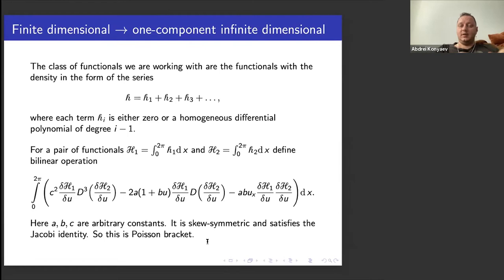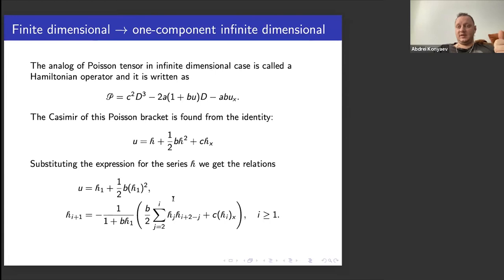Next, we need a description of Casimirs of this bracket. Okay, we do have a description of Casimirs of this bracket. Here it is. Here I explained what the Hamiltonian operator is, it's an analog of Poisson bracket. Okay, we have a bracket, we have a description of Casimirs. What is it? u is a coordinate, the single one, and H actually is a formal series in this form.